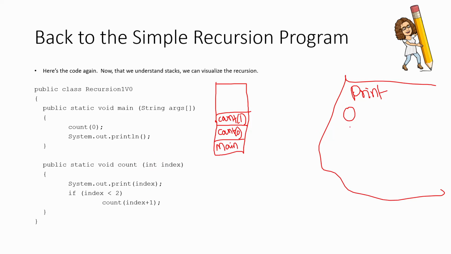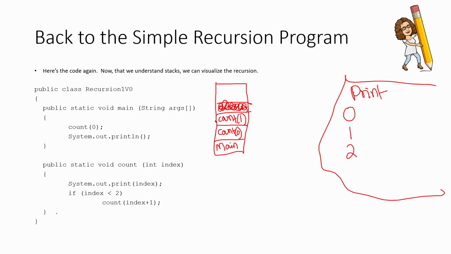So now I'm going to call the count function again with a 1 inside. I'm going to print my 1, and I'm going to check, is 1 less than 2? Yes. So I need to call count again, but this time a parameter of 2. So now I'm going to check, print my 2. Is 2 less than 2? No. I can stop, right? So I've reached the end of my function, my method count 2. So that guy's going to pop off the stack.